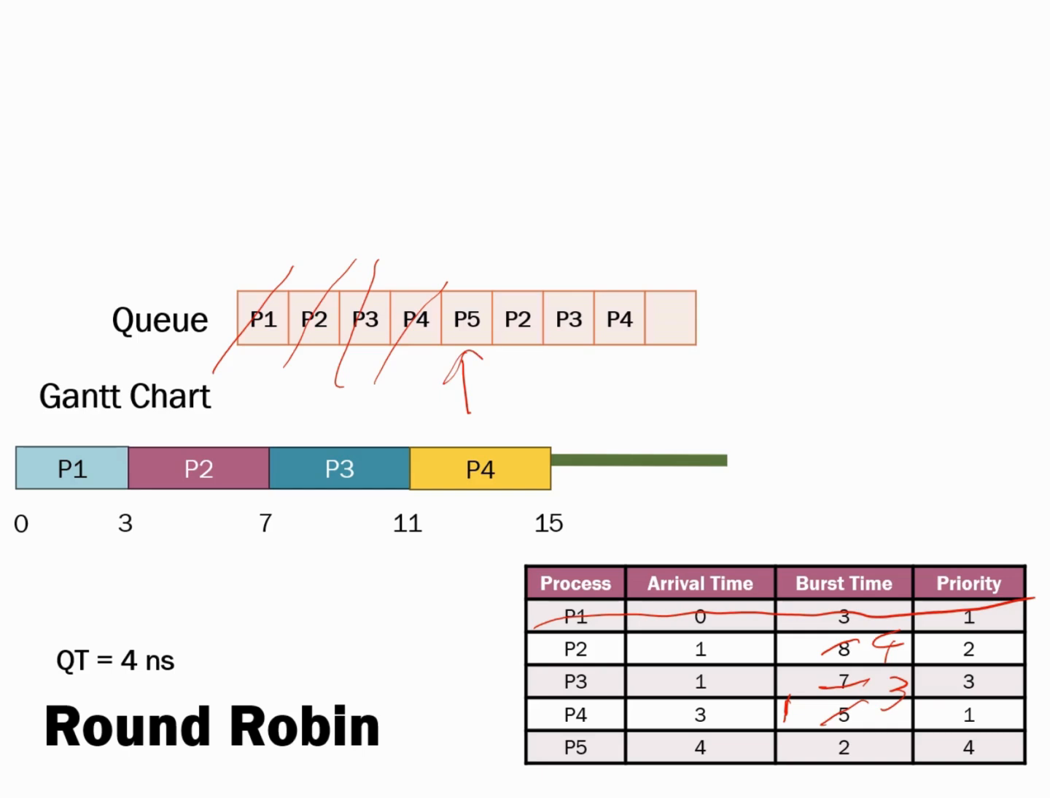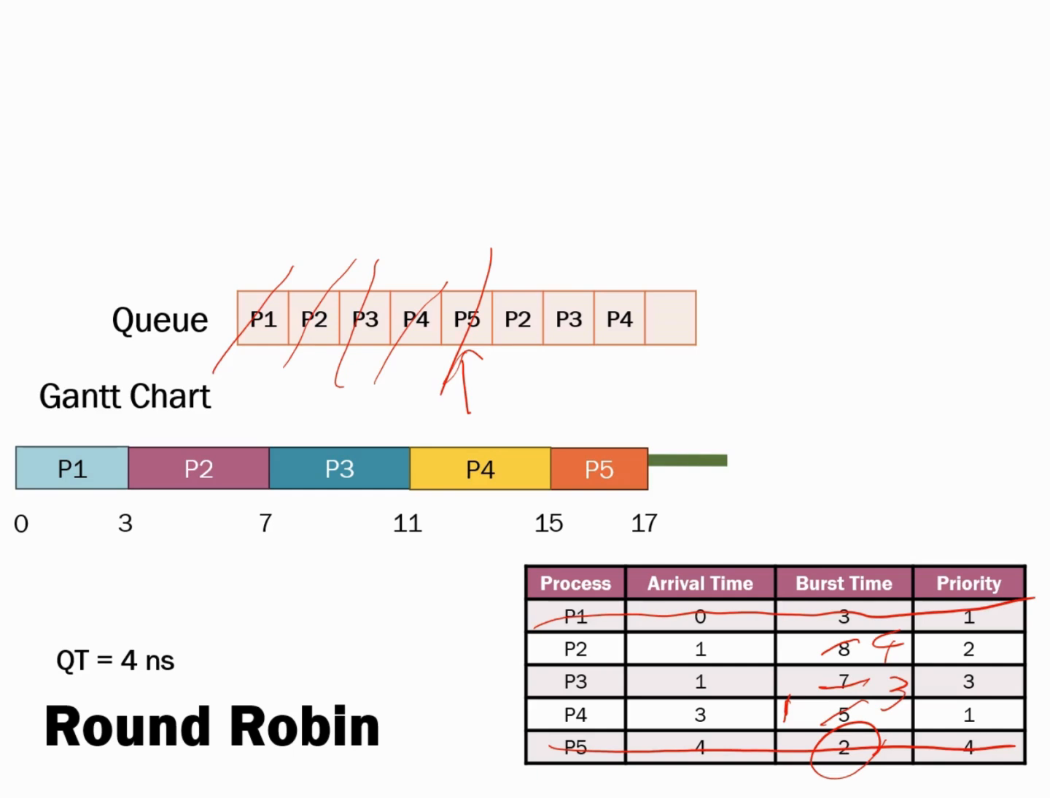P5 only needs 2 nanoseconds, which is less than 4 nanoseconds. So we give only 2 nanoseconds to P5 between 15 and 17. And then P5 is completed. No need to add it to the end of the queue. So now in the queue, we have only 3 more processes.